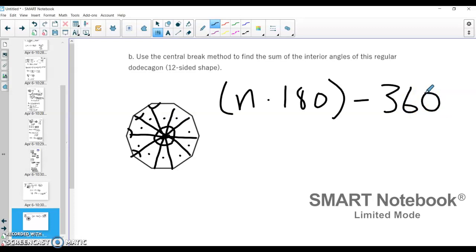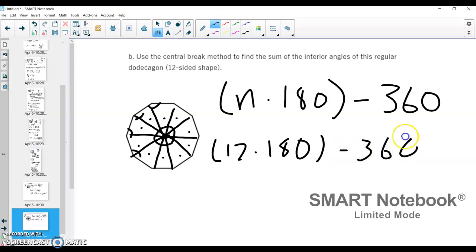And if I plug in the right things, this should give me the correct sum of interior angles using the central break method. The number of sides here, this is a 12-sided shape, and so you just plug in 12 times 180, and you subtract 360 at the end.